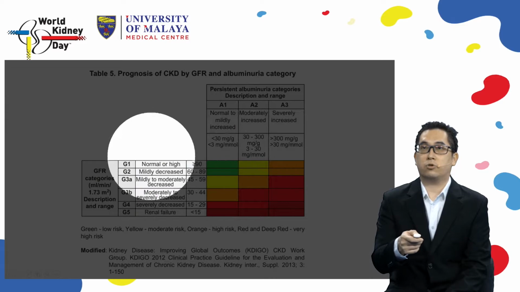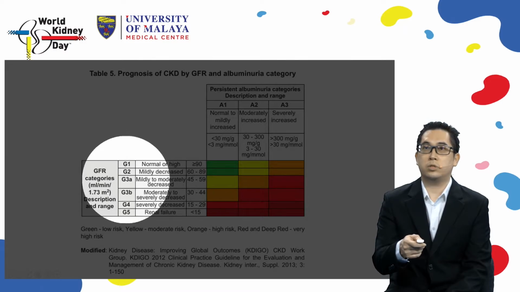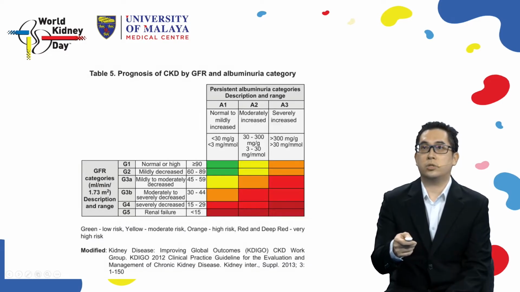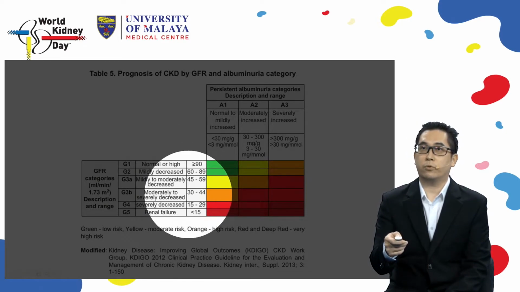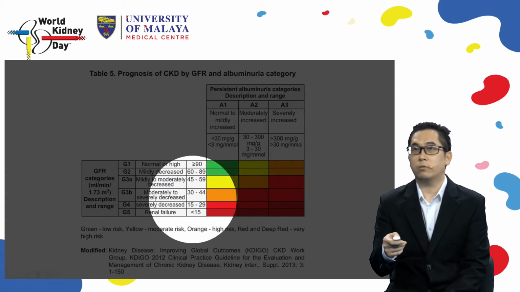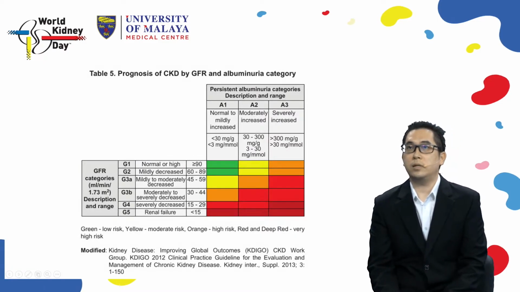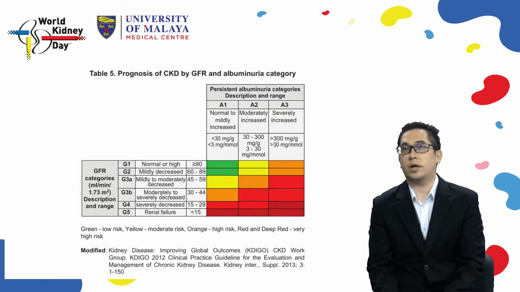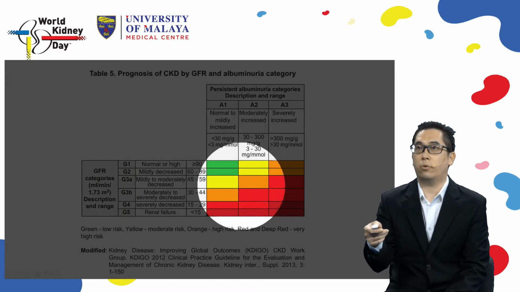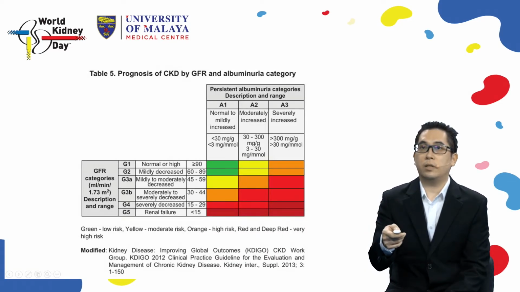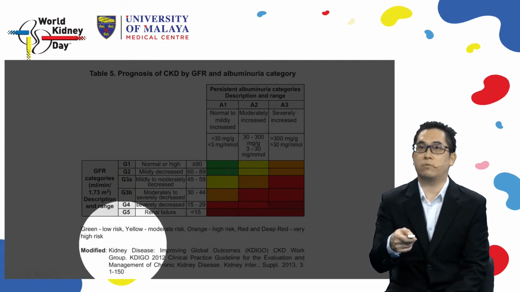And here are the traditional CKD categories that we are all well versed with: G1, G2, G3A, 3B, G4, G5, which is defined by your GFR of more than 90 for grade 1, 60 to 89 for grade 2, grade 3, 30 to 59, grade 4, 15 to 29, and grade 5 of less than 15. As you can see, as the grade deteriorates, going down the bar chart, the color of the code changes from green to yellow to orange and red. If it's green, it's low risk, yellow is moderate risk, orange is high risk, and deep orange is very high risk.